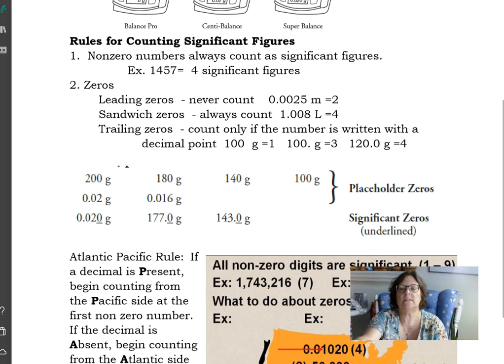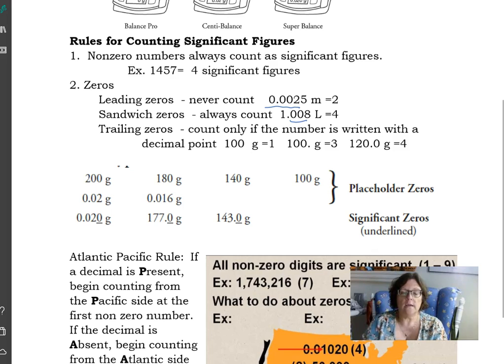Rules for counting significant figures. Non-zeros are always significant. Leading zeros never count. I have another way to remember this that I'll show you in a moment. If you have zeros to the left of a whole number, they're not going to count. Sandwich zeros always count. Trailing zeros only count if there's a decimal.